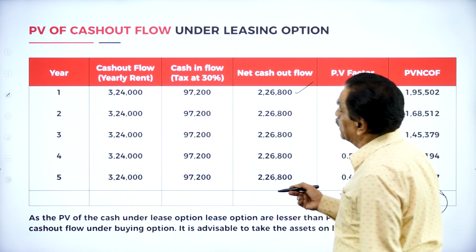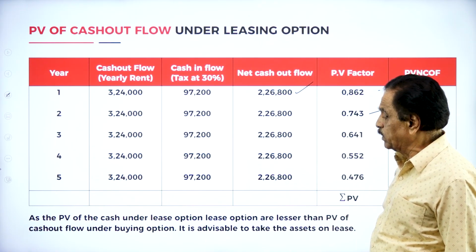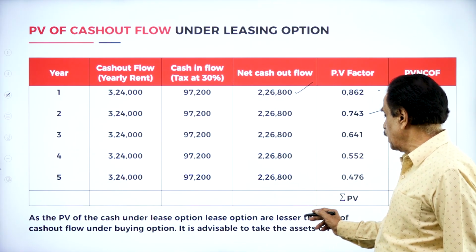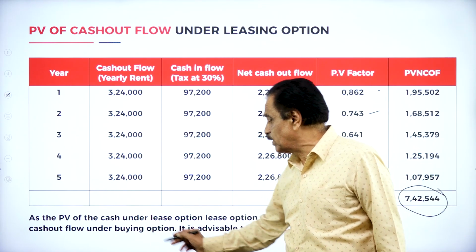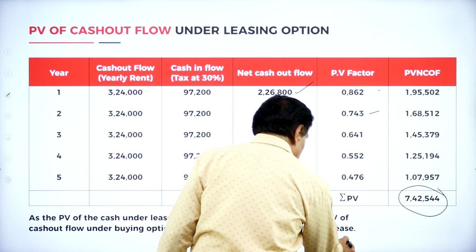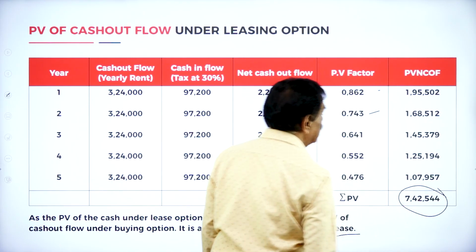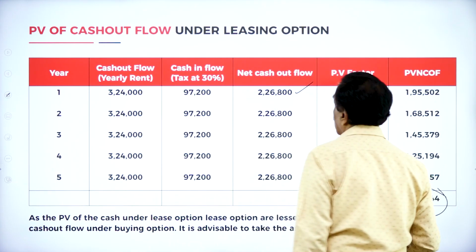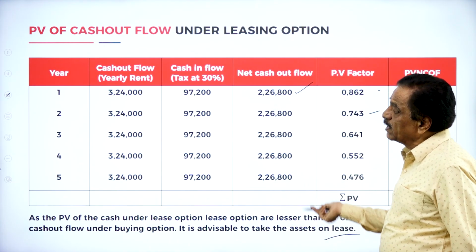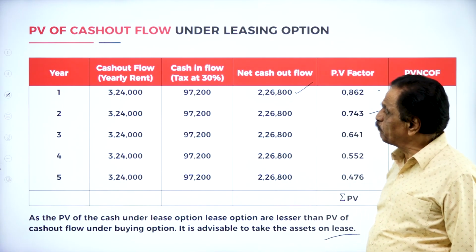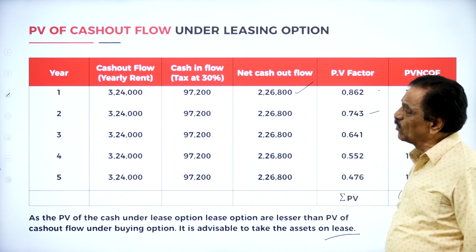7,42,544. Lease option is less than purchase option. As per PV, cash outflow under lease option is lesser than PV of cash outflow under buying option. It is advisable to take the asset on lease because this is less, this is more. Better to go on lease method because your lease option is less than purchase option. You must be very, very careful. You have to work out.